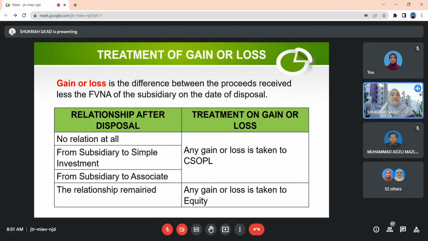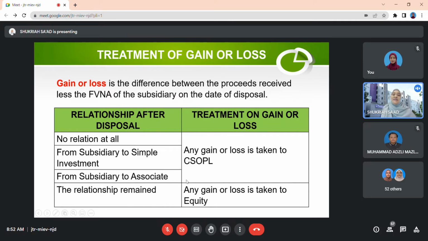Okay, according to the four relationships of the disposal. So the treatment of gain or loss: if there is no relationship at all, from subsidiary to simple investment, or from subsidiary to associate, any gain or loss is taken to SOPA. Same as an increase in shareholding. Okay, if there is a change in shareholding, for example associate to subsidiary, any gain or loss from the second acquisition will be treated in SOPA. Same. Okay, for disposal it's also the same.